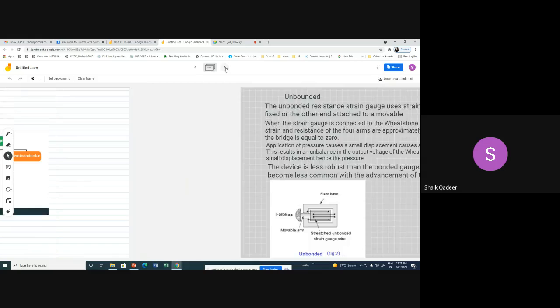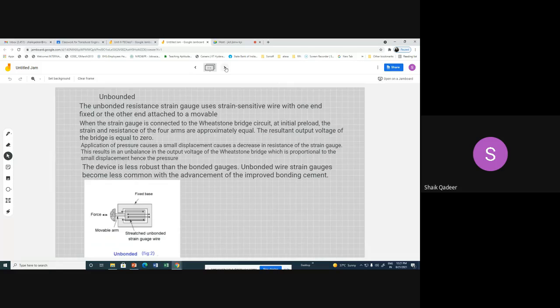Okay, I'm moving further. I have written some text also so that it will be a quick reference for you. Unbounded strain gauges are nothing but the old type of strain gauge in which there is one movable part and one fixed part. The force is applied on the workpiece. So what happened because of that? The movable element gets either a tensile force or a compressive force. So either it will go in or move out.